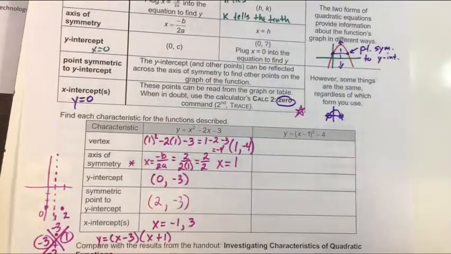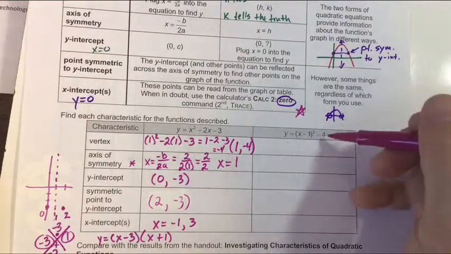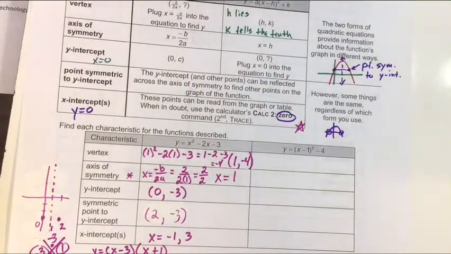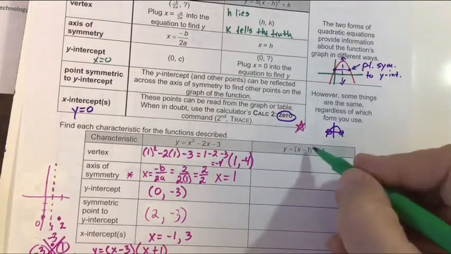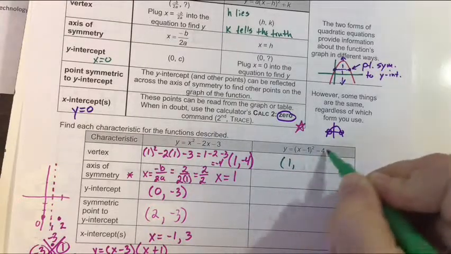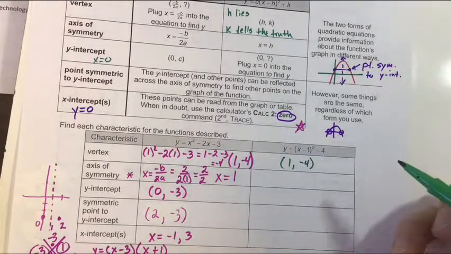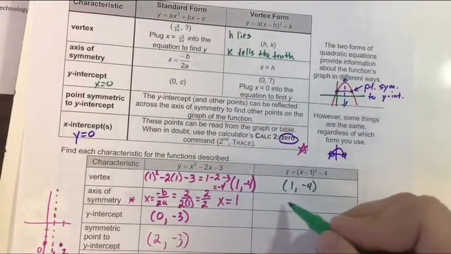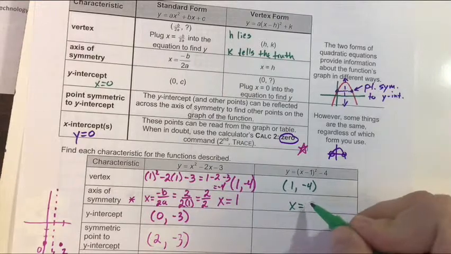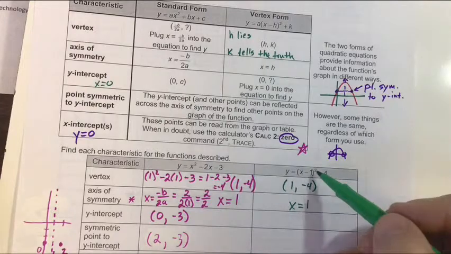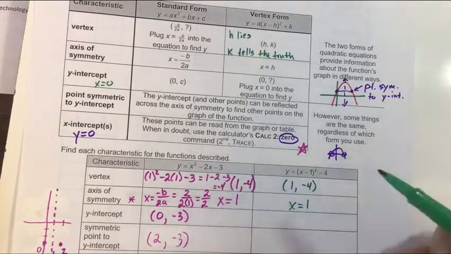Okay? So let's try and do the same thing, but with this equation written in vertex form. All right, for the vertex, that's easier for us to find this time. Our vertex is just h, k, but remember, h lies, k tells the truth. So our vertex is positive 1, comma, negative 4. And the axis of symmetry is just x equals that h number. So it's still this. You'll notice there's the same vertex, same axis of symmetry. These are actually the same parabola, just written in two different forms.